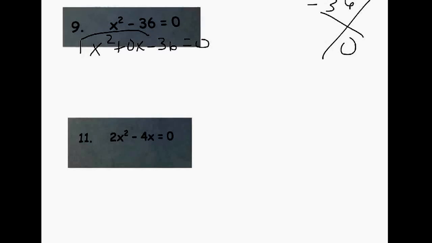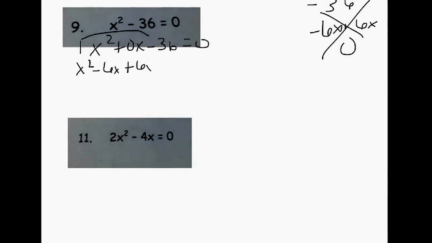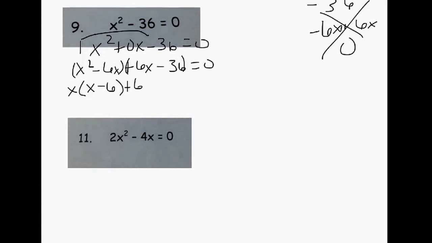What multiplies to give you negative 36 but adds to be 0 is negative 6 and 6. Put the x's on those. So this will be x squared minus 6x plus 6x minus 36. Group. X comes out of that and leaves us with x minus 6. A positive 6 comes out of there and leaves us with x minus 6.